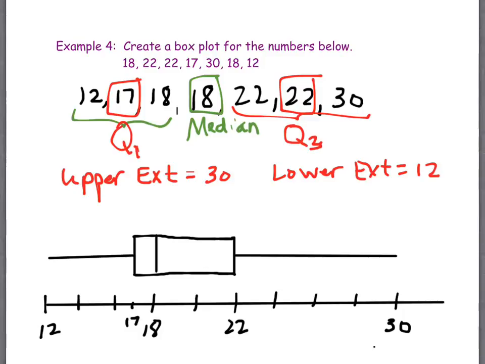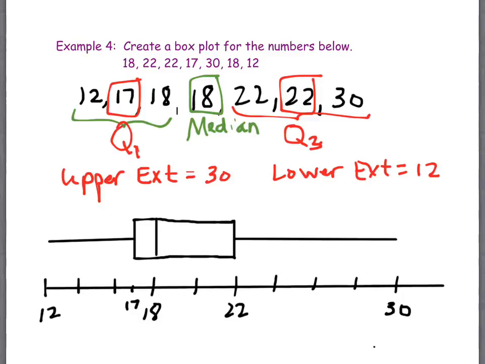So those are my whiskers. They go to the lower extreme of 12, they go to the upper extreme of 30. But this is a graph, and we've been working with graphs in 2 sections now. What do graphs need? Titles. What in the world is this a graph of?